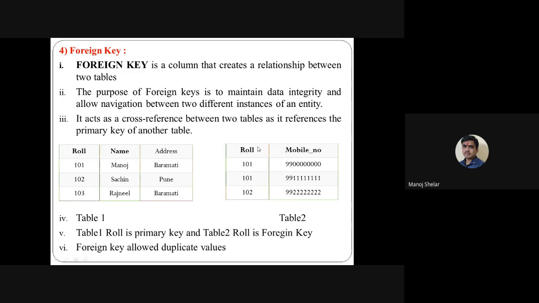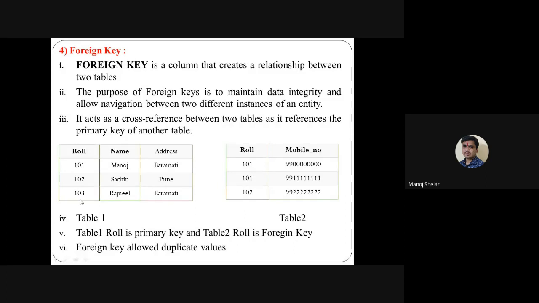In the second table, roll number is a foreign key. Duplicate values are allowed in a foreign key. So 101, 101, yes, duplicates are allowed. Then 102, yes, allowed. But if we try to insert 104, it is not allowed. We can insert only those records available in the primary key. 101 is available, so inserting 101 many times is no problem. 102 and 103 are likewise available, so inserting them many times is no problem.